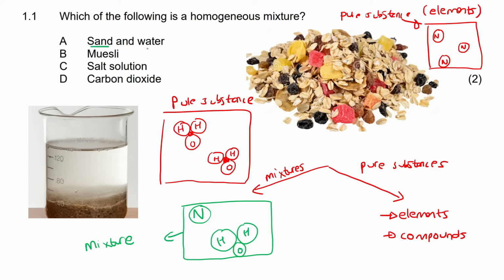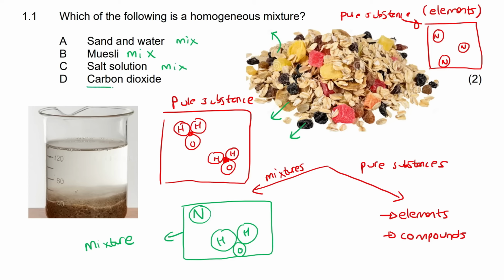If you have sand and water, that is definitely a mixture. If you have muesli, now remember muesli, the stuff you eat, we can definitely see there's different things here. There's the oats part, there's a raisin, there's a dried banana, and other things. So that is definitely a mixture. If you have a salt solution, what that means is when you put salt with water, that is definitely a mixture.